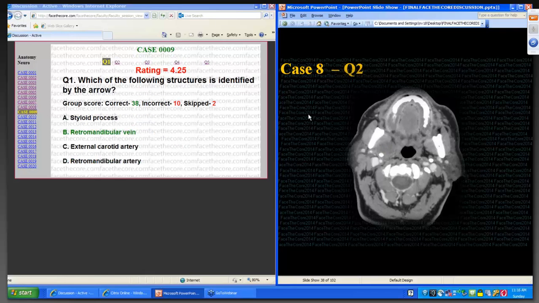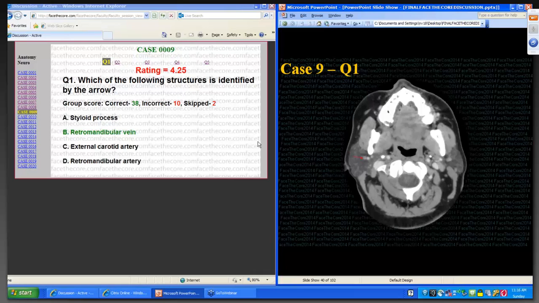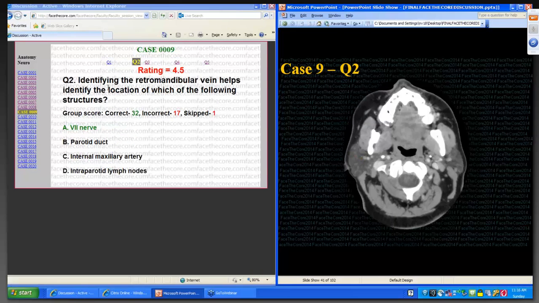And then we'll get into question 9, which of the following structures is identified by the arrow here? Is it the styloid, retromandibular vein, external carotid, or retromandibular artery? So here's the mandibular ramus, and note that there's two vessels that lie posterior to it. The larger one is the vein, the smaller one the artery, and the retromandibular vein lies lateral to the artery, and it helps in identifying the plane of the next question, which is identifying the retromandibular vein helps identify the location of which of the following structures. And a majority of people got this question right. That's the 7th nerve. So the retromandibular vein, remember this, it sort of helps define the plane of that 7th nerve. And the ENT surgeons are always very aware of this relationship when they enter parotid space lesions because they don't want to inadvertently injure the 7th nerve.